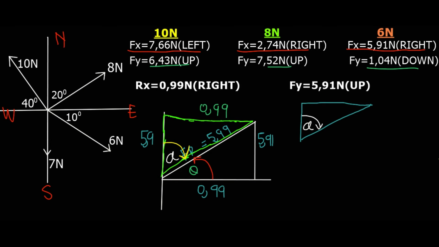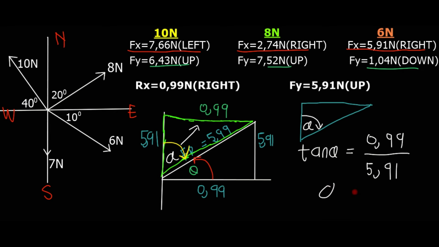So when you find this angle, tan alpha equals opposite, which is this one, 0.99, and then adjacent is 5.91. So it will be something like this one. So if you try to find your angle, it will not give you the same one, it will give you 9.51 degrees, but we will write it as east of north.